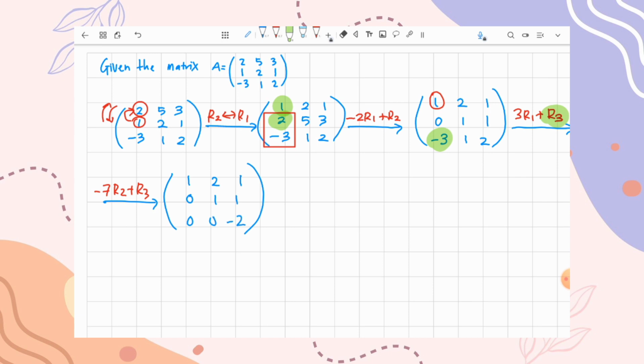Now we're going to turn this number into a leading one. Basically, we can just multiply this row by -1/2 R3. Let's rewrite the first and second row. This number is 0, 0, and obviously we get 1. So we have successfully reduced this matrix into REM. Basically, this is our final answer.